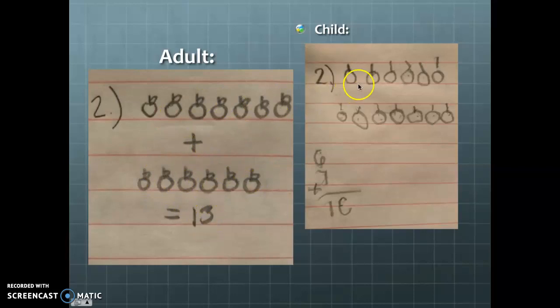It looks like the child did the same. 1, 2, 3, 4, 5, 6. 1, 2, 3, 4, 5, 6, 7. He showed his work here. 6 plus 7 equals 13. This should be 13. The 3 is backwards.